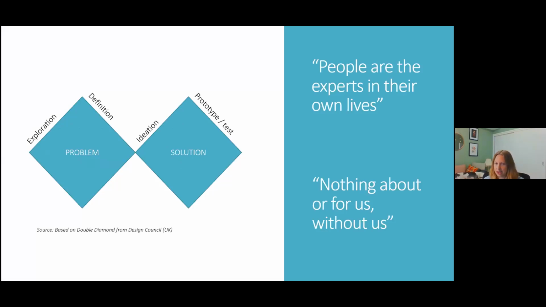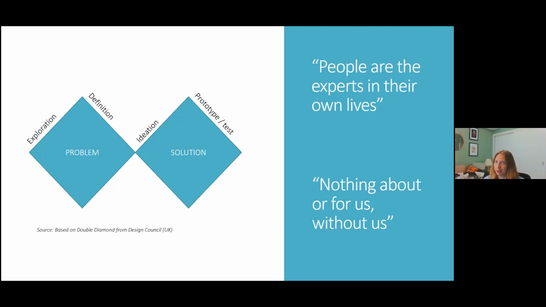So this is the double diamond, which is originally from the Design Council in the UK, but it's used quite a lot these days. And basically it's got a focus on trying to take you through engaging people in not only coming up with ideas and solutions, but really and importantly, framing the problem.